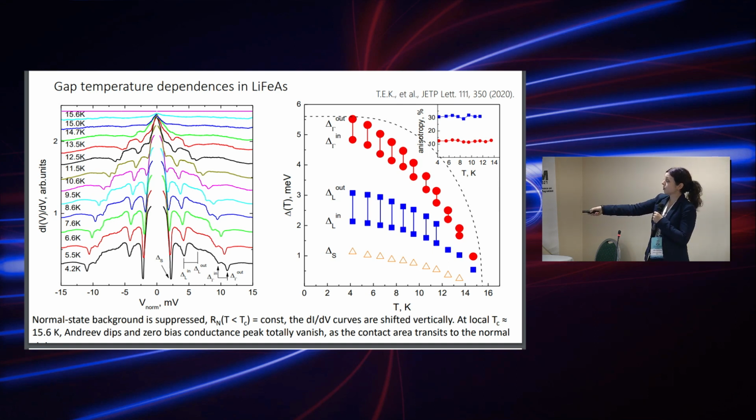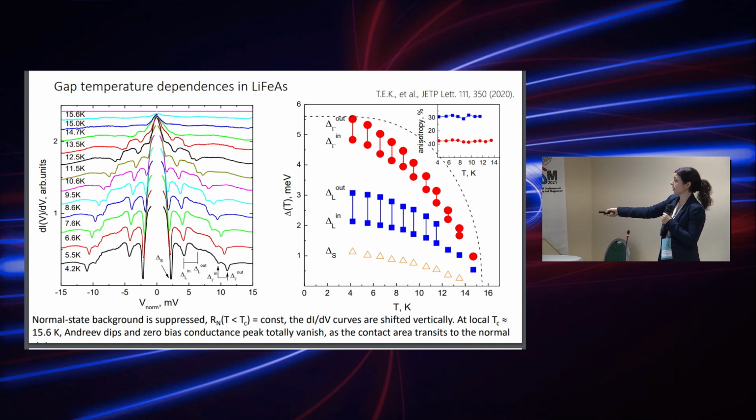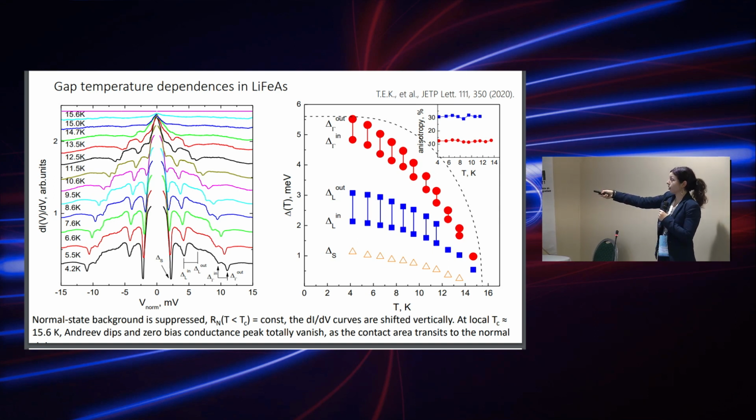The same was done for the doublet for the middle gap delta L. Here are the temperature dependencies of the delta L out and delta L in gap edges, and its anisotropy, about 30%, is also almost independent of temperature. And finally, the temperature dependence of the small gap is shown by orange triangles.